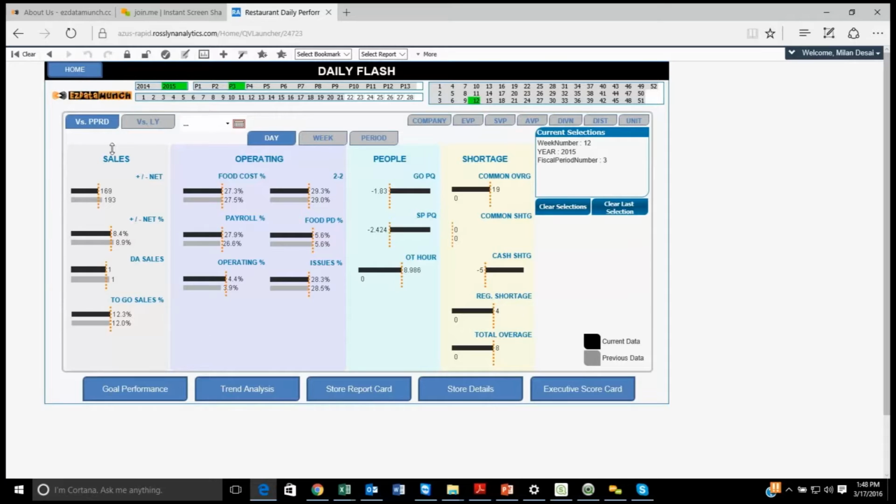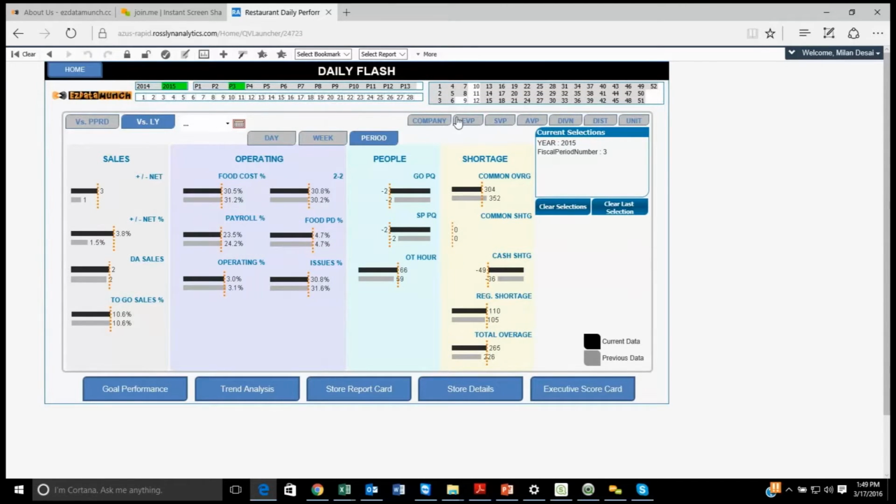You can look at information and compare it against the previous month or previous period. You can look at the previous year, same period. You can look at it by day or by week or by period. So there's a lot of information that you can analyze.